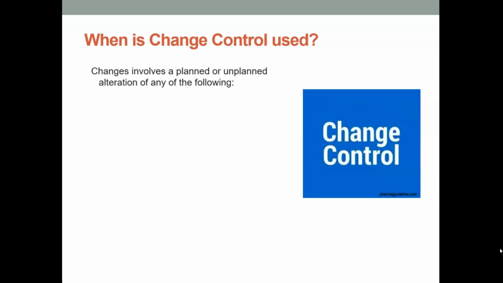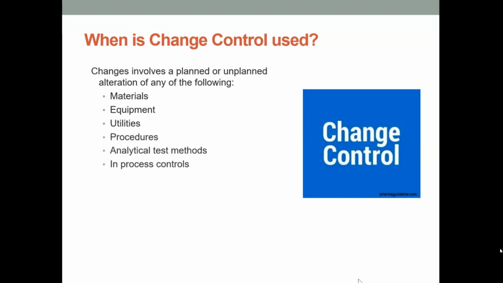When is change control used? Change involves planned or unplanned alteration to any of the following. So your materials, if you're changing out your starting materials, your in-process materials, if you're changing your equipment, so if you're altering your settings, if you're changing out components in your equipment, if you're changing utilities to your equipment. So if you're changing your vacuum, your solvent lines, your purified water system, anything like that needs to be managed.